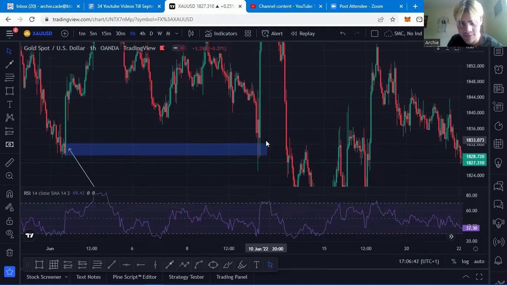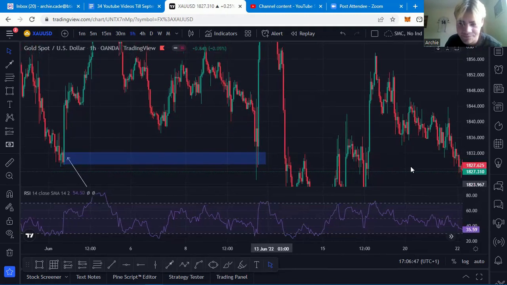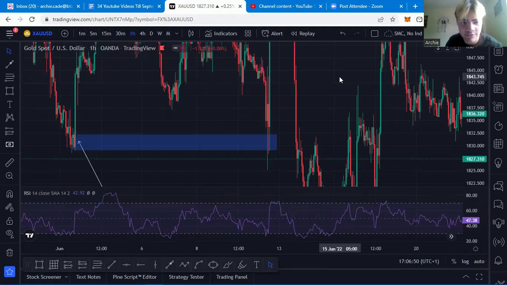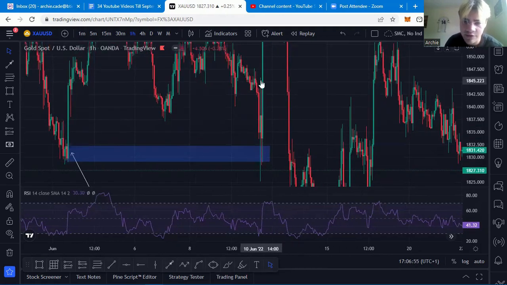It's been tapped back into. And then the second thing is that our RSI is oversold. So really, really good setup, and possibility for getting in on a trade here. And as we can see, that would have really played out very nicely.